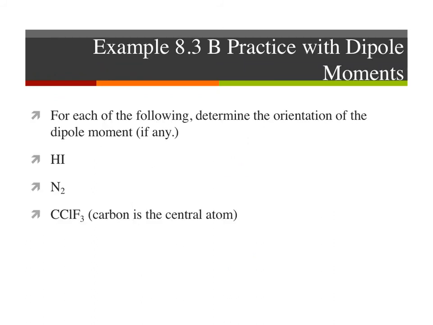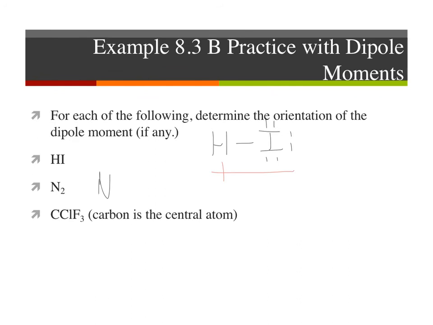Determine the orientation of the dipole moment. So let's draw all of these. Simple molecules, HI, they're connected. Dot structure of iodine looks like that. Iodine is more electronegative, so the electrons are going to be going this way, and the hydrogen will be positive.